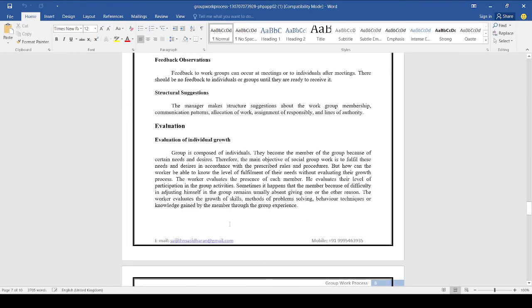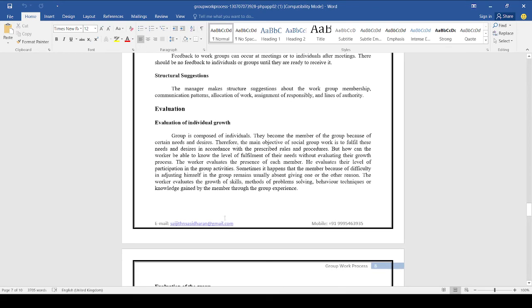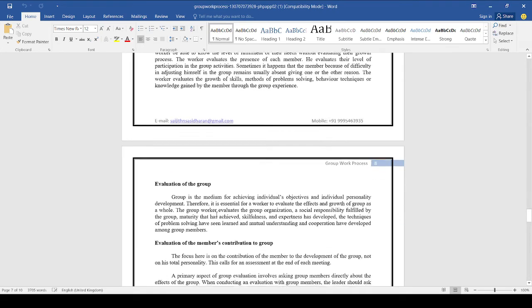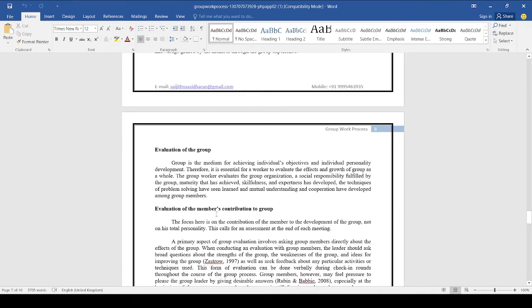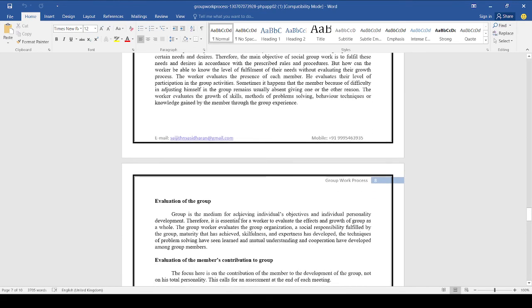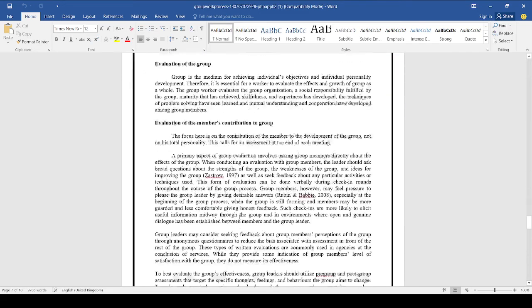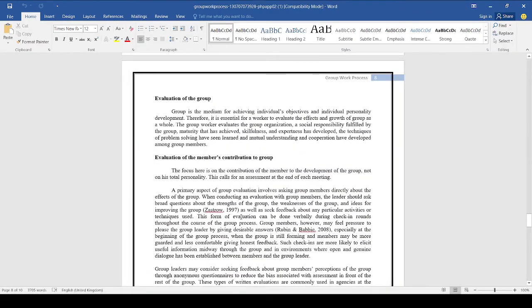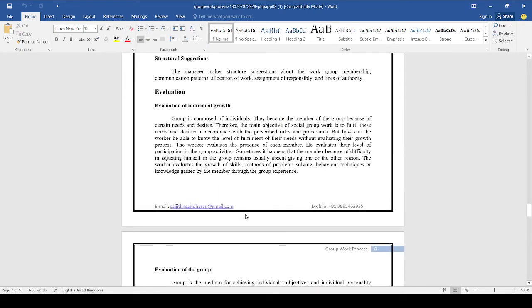And next, the last phase is evaluation. In the evaluation phase, there are three types of evaluation: evaluation of the individual growth, evaluation of the group, and evaluation of the members' contribution to the group. These are the important types of evaluation in the evaluation phase.